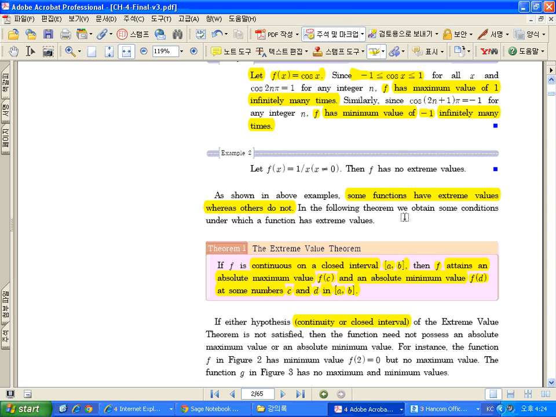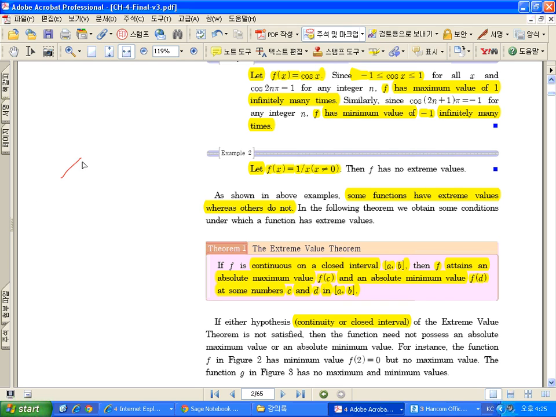Those examples show, okay, the extreme value theorem. First, we talk about the extreme value theorem. Because this shows some functions have extreme values whereas others do not. Let's look at example 2. f of x is equal to 1 over x, which looks like this. I may write it here.